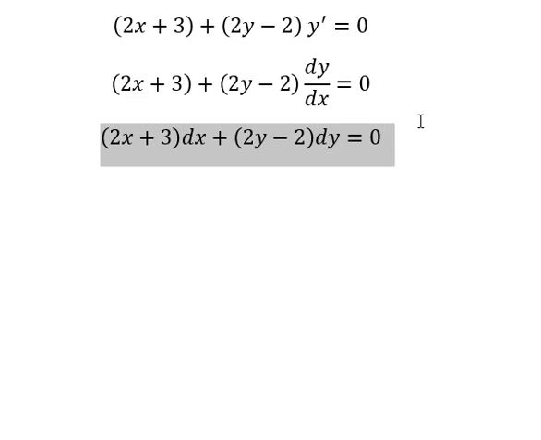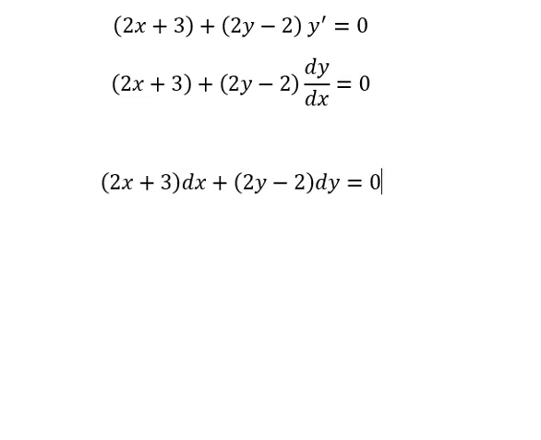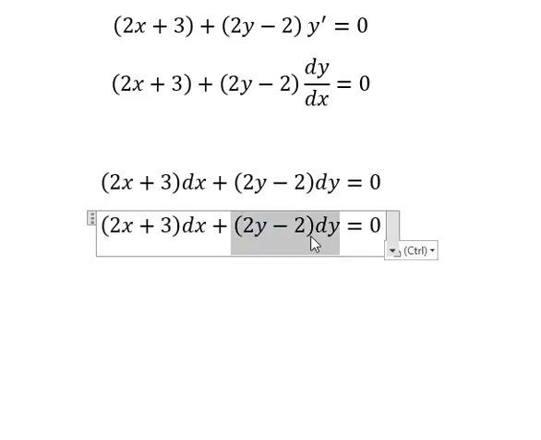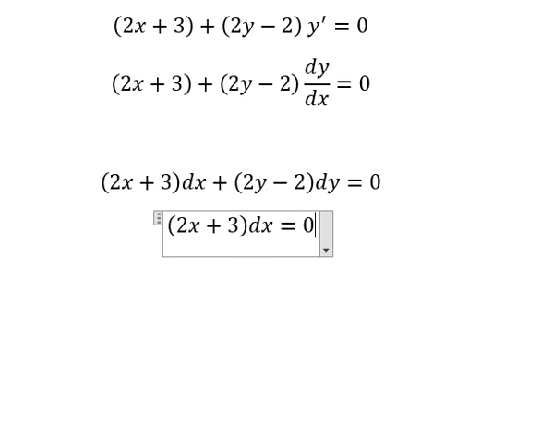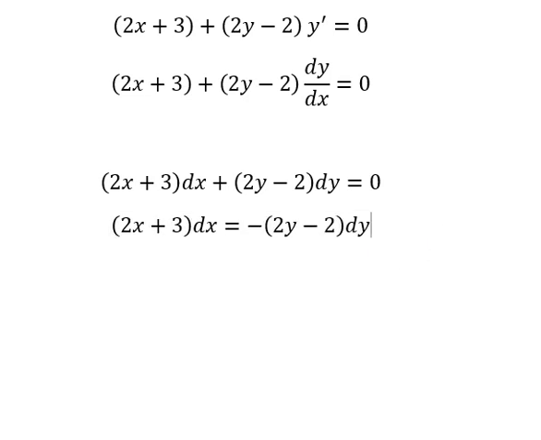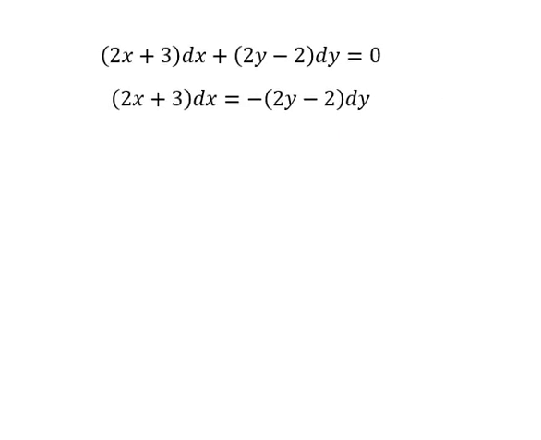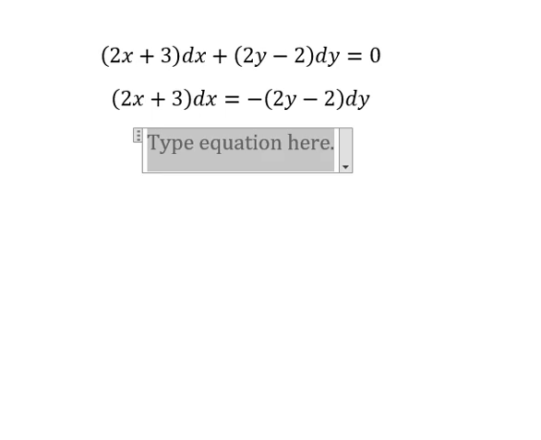Next, I will put this one go to the right. Next, we need to put the integration for both sides.